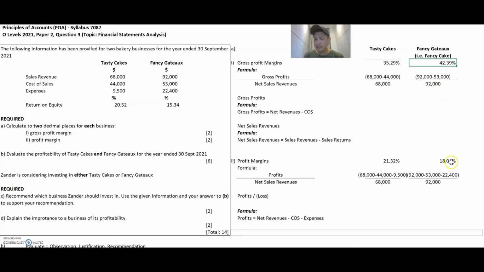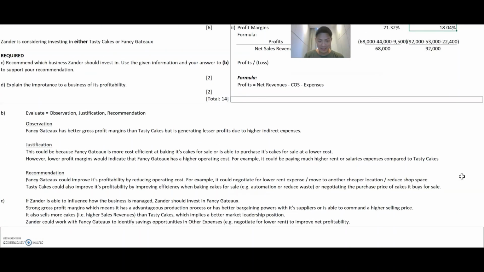And although Fancy Gâteau's overall profit is still lower, if Xander has an influence over the business, then Xander is able to go in and make some decisions on, hey, let's look at cheaper pricing for rental. Let's look at the way we spend on salaries and benefits. Do we need so many people in the shop? As an example. So I think that would be helpful in deciding which business to invest in. Take a look at my write-up here, and essentially what I've just mentioned.